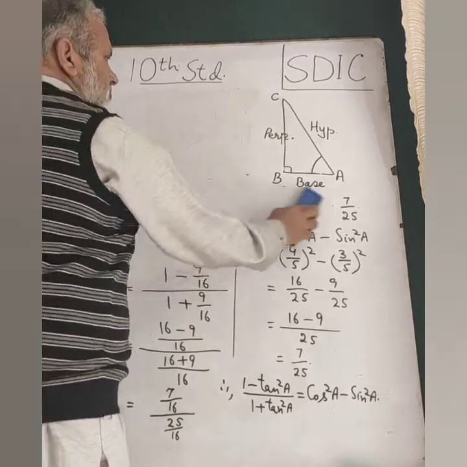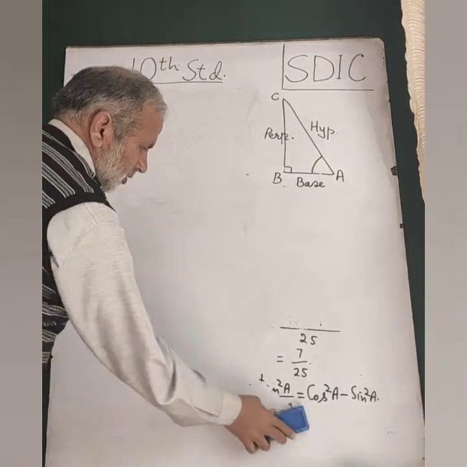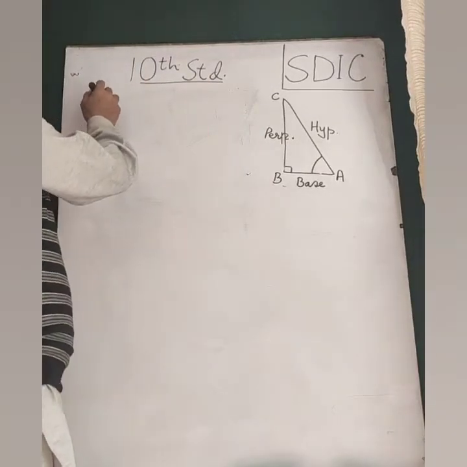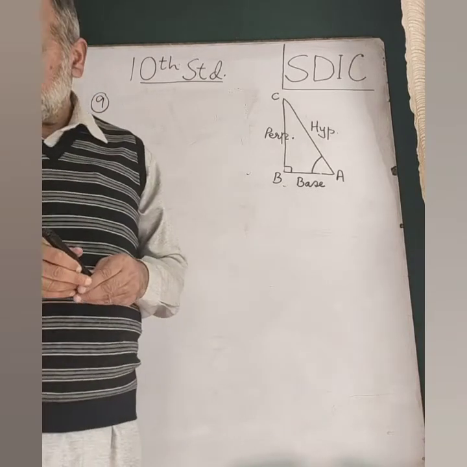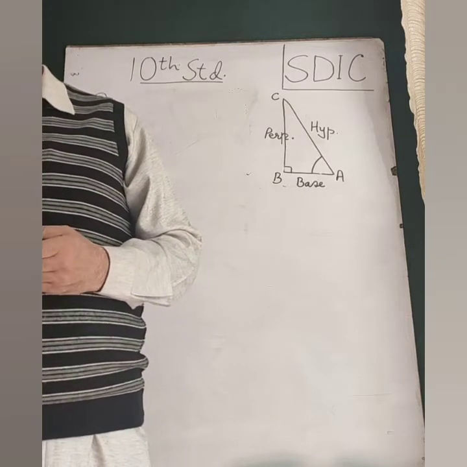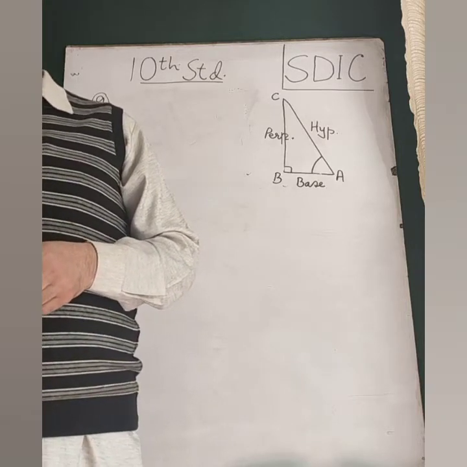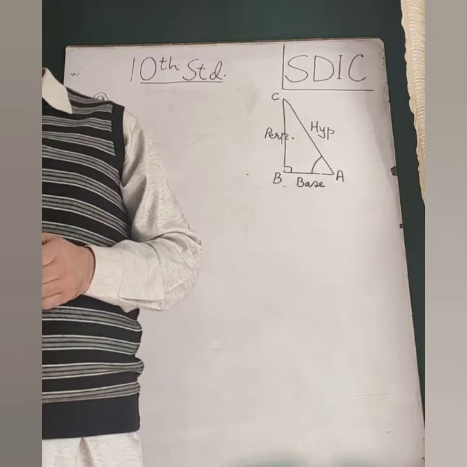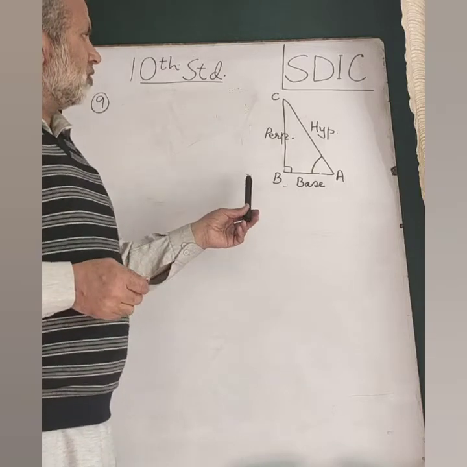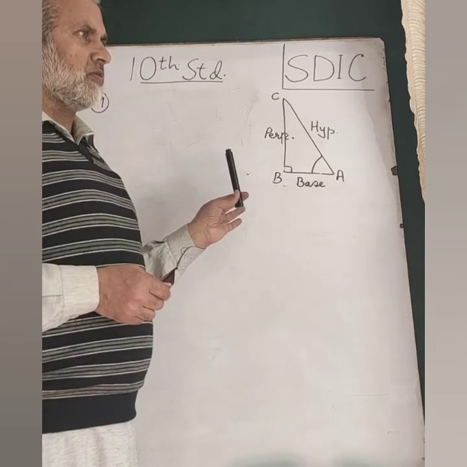Question number 9. According to the statement we have triangle ABC, right angled at B, if tan A is 1 by root 3. Tan A is given this time. This time the name of the triangle also is given, unlike all the previous questions. Right angled at B. So will this triangle serve our purpose? It is triangle ABC, right angled at B, so this will serve our purpose.